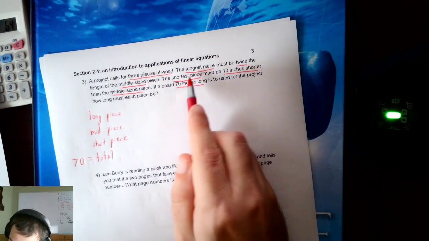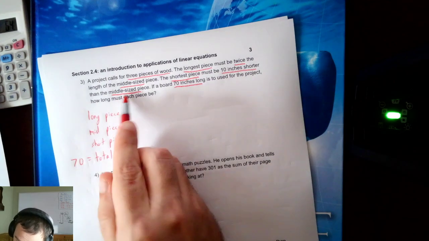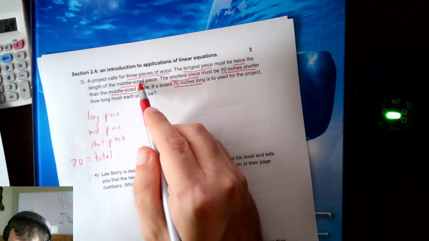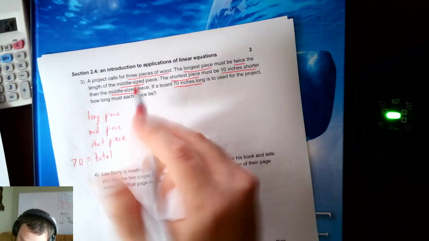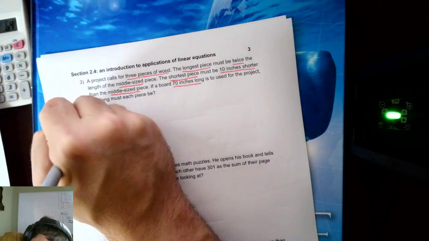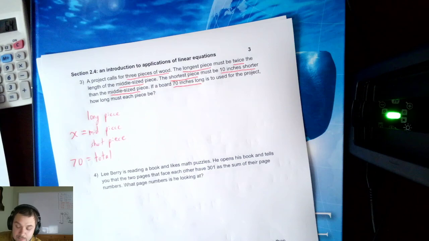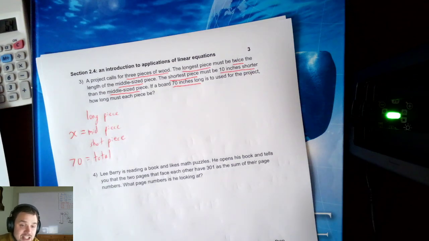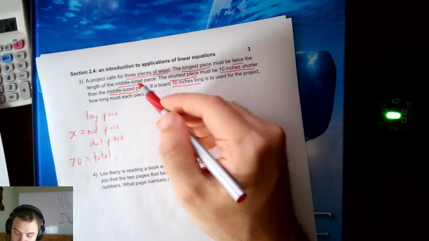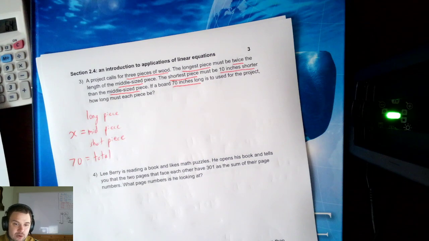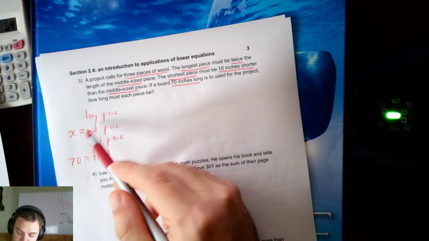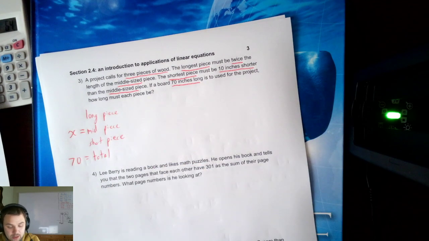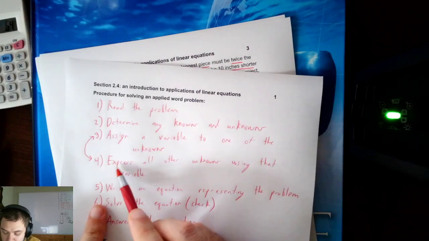I also have a sentence that relates the short piece to the middle piece. Notice both sentences reference the middle-sized piece. That is going to be my x, because it is referenced twice. Both sentences reference that same variable. This will make things easier for myself to use the one that was doubly referenced. I'm going to choose the middle piece. Now, we've assigned a variable. We need to express the other unknowns using that variable.